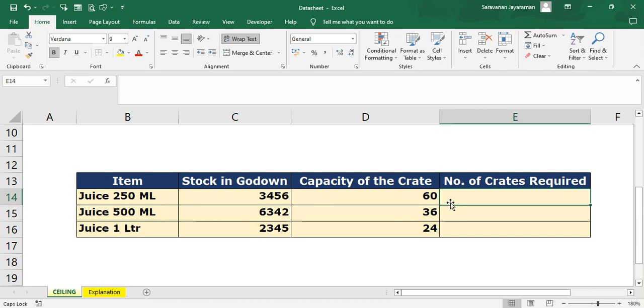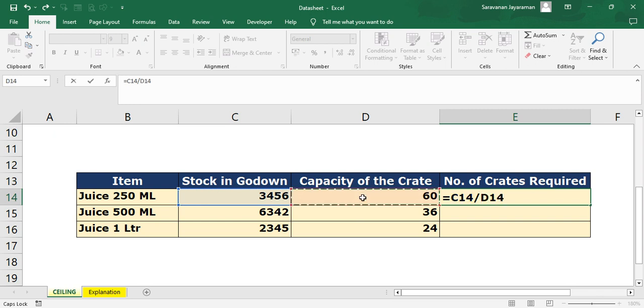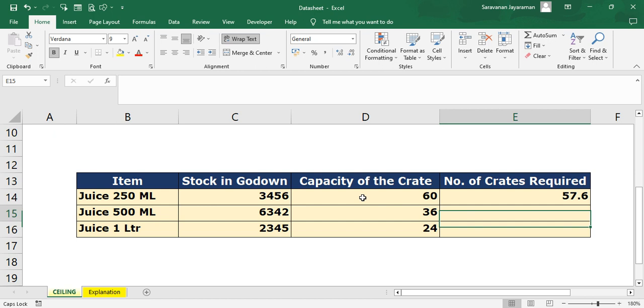Now, let's look. The capacity is 60, so we'll just divide and see how many crates we would require. Divide by this, enter, and I copy this, bring it down, and bring it down. When we do the simple division, it says 57.6, but we cannot have 57.6 crates because a crate cannot be a fraction. So it should be rounded up to the next number, that is 1 extra. So the significance here will be 1.